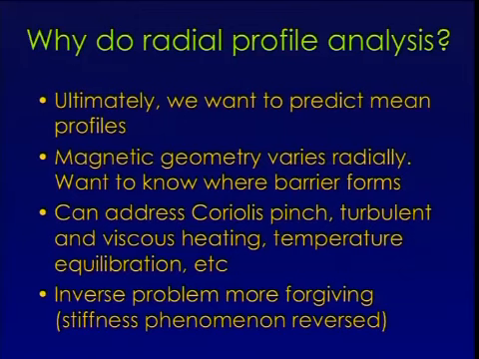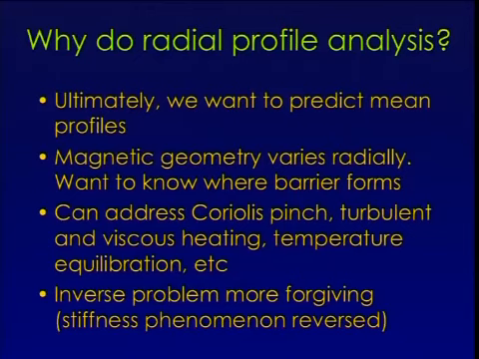Ultimately, we want to predict the mean profiles. And of course, we've seen that shear, Q values, and so forth play a large role, both in the experimental talks and in the results that we were showing numerically. So of course, we want to consider radially varying magnetic geometry. We also want to look at things in the 1D profiles like Coriolis pinch. There are local terms which we haven't been considering.